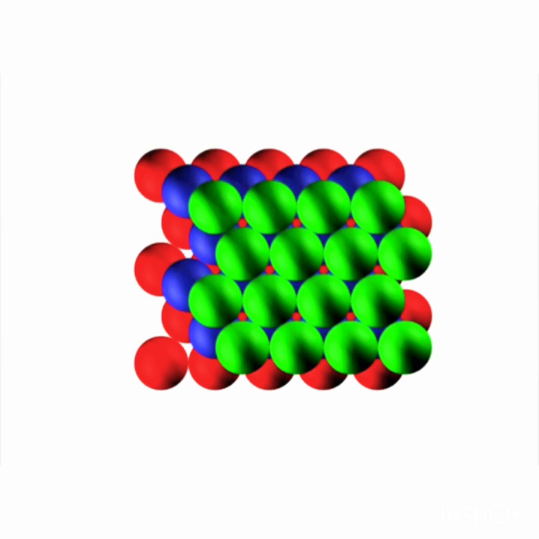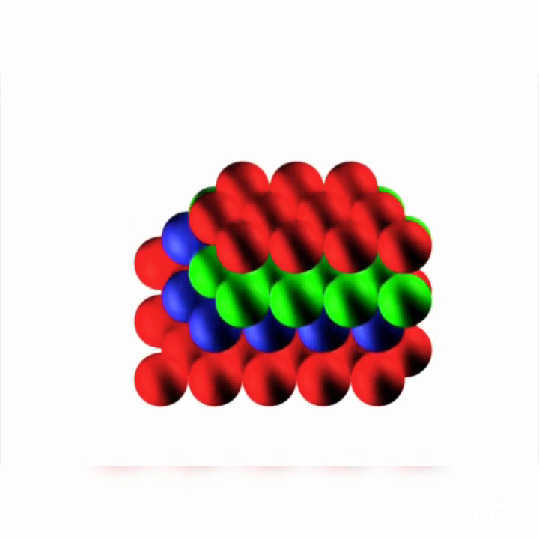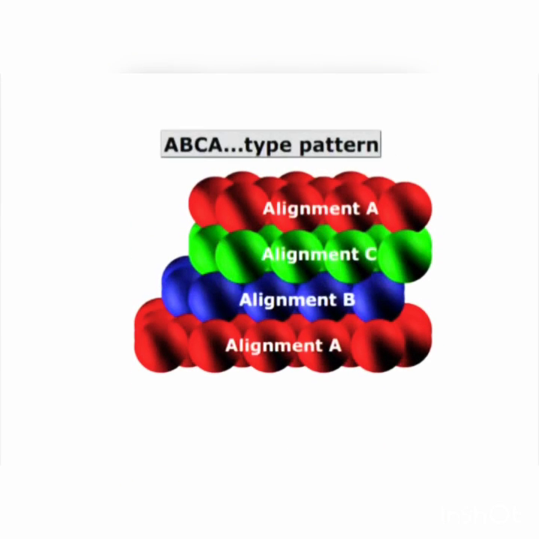Using the same reasoning, we can cover the octahedral voids created by the second and third layers by a fourth layer. It will be found that the fourth layer has the same alignment as the first layer. So this pattern is called ABCA type pattern.